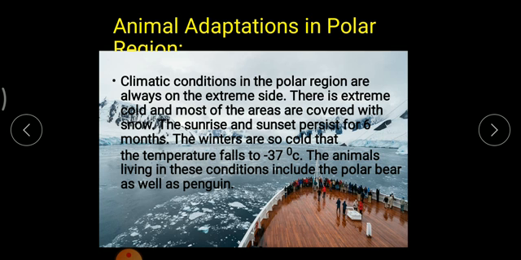Antarctica, the Arctic Ocean, the Arctic region, these are nothing but polar regions. So climatic conditions in the polar region are always extreme, which means it is always snowy. There is extreme cold and most of the areas are covered with snow. The sunrise and sunset persist for 6 months only. The sun rises for only 6 months. The winters are so cold that the temperature is minus 37 degrees Celsius. The animals living in these conditions include polar bears and penguins. These are certain animals which live in this polar region.